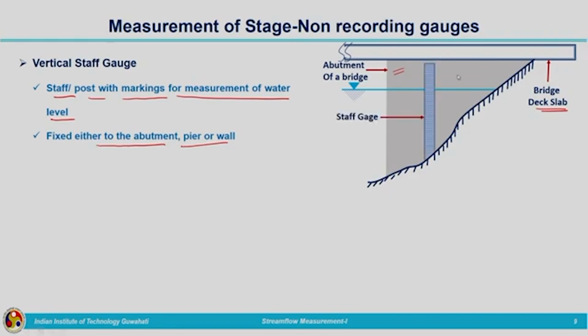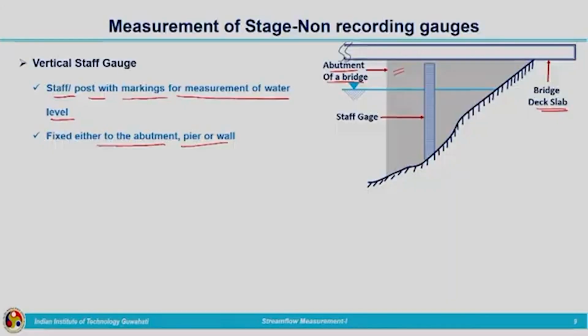This is our staff gauge that is fixed to the abutment of the bridge. Sometimes it will be fixed to the abutment of the bridge or sometimes to the bridge pier or any other hydraulic structure. The staff gauge will be fixed onto that, and we can measure the water surface elevation. Here in this case, this is the water surface elevation that can be read from the staff gauge. So, how much is the depth of water level, or how much is the stage, that value of stage can be observed from this staff gauge.